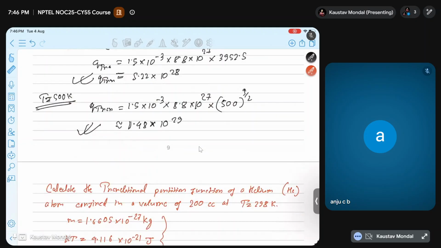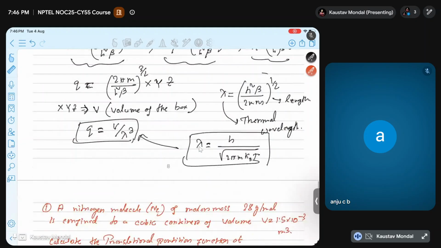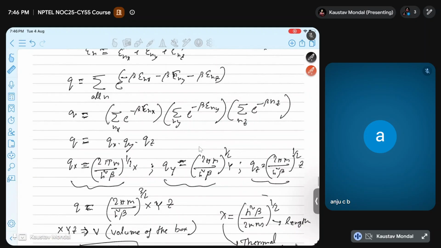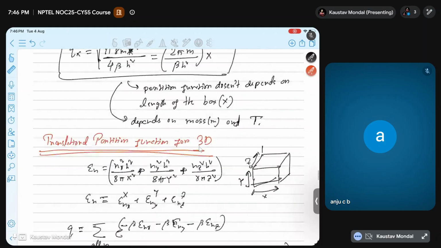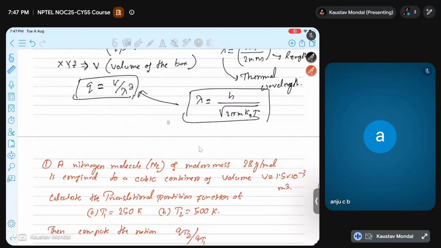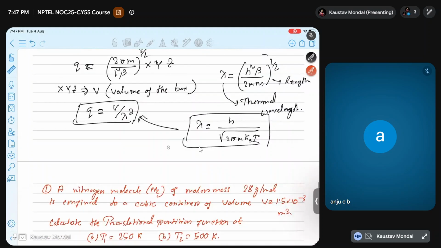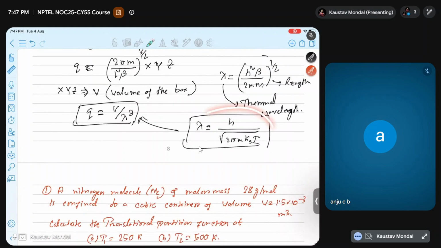So this is how you can calculate the translational partition function for a 3D system. The things you need to know are the thermal wavelength of that particular system, the mass of the particle and the temperature, and also the volume of the container. If you can calculate these three quantities, you can easily calculate the partition function for a single particle.